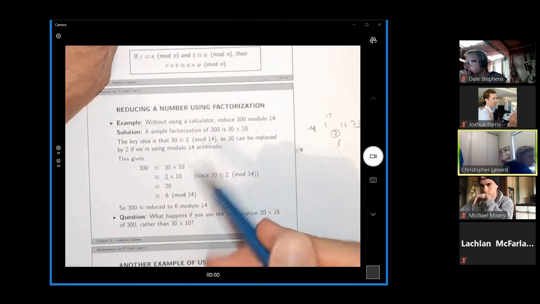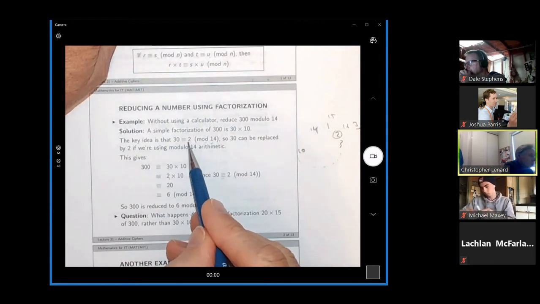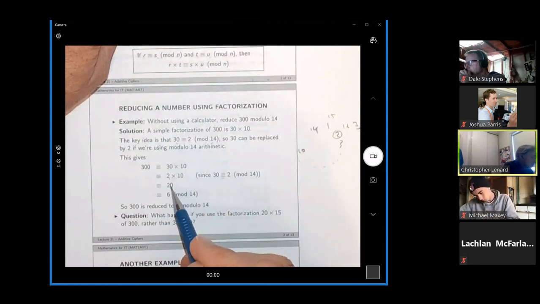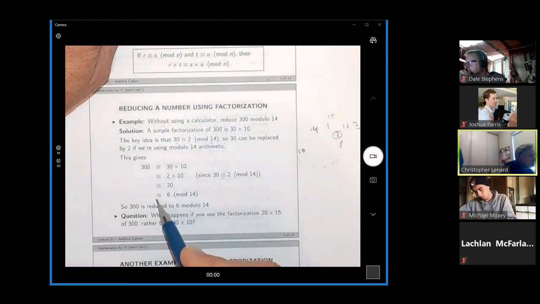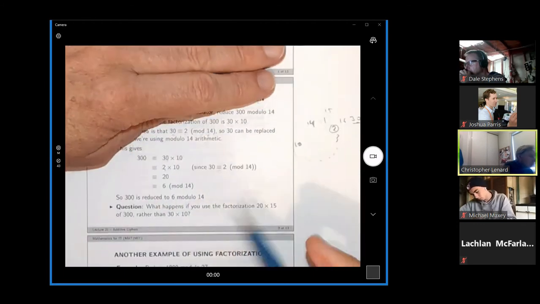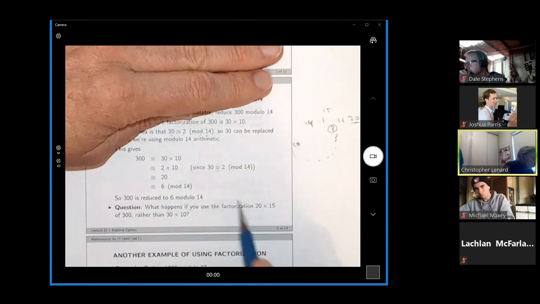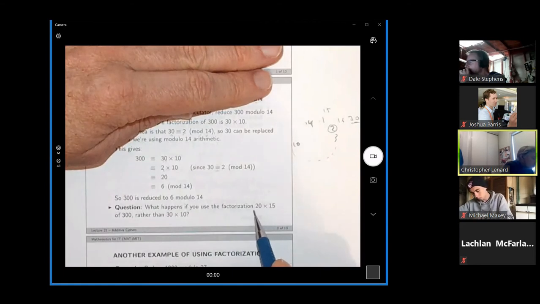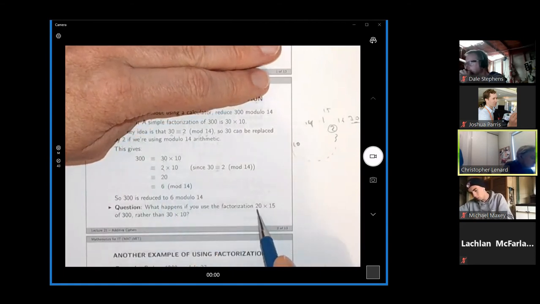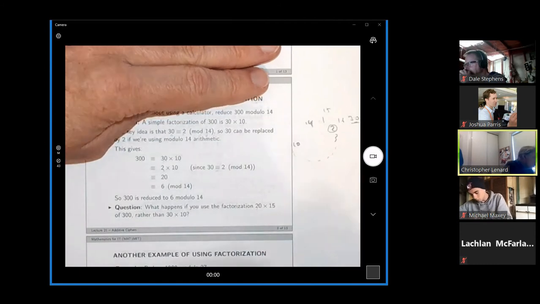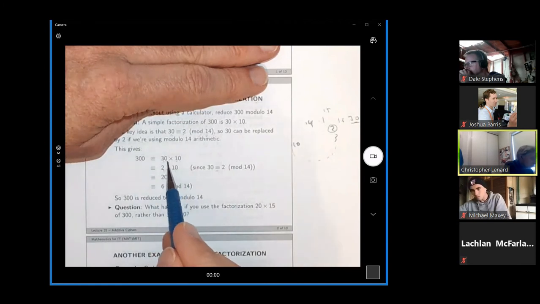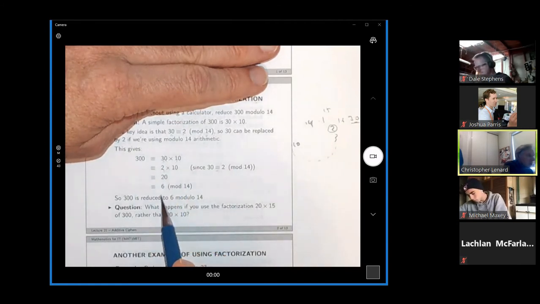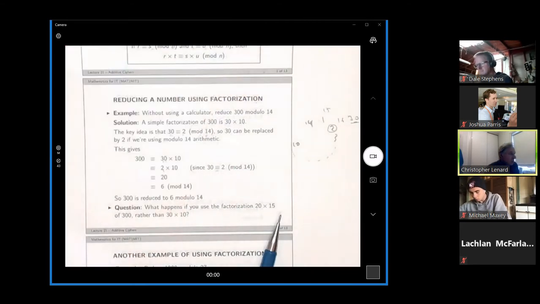Or if you just want to think about it this way, if 2 numbers are congruent, wherever I see 1 in the calculation, I can replace it by the other one in the calculation, as long as I keep these congruent symbols going. Now, I'd like to get you to think about this. What would happen if instead of 30 times 10, we'd done 20 times 15? So what I'd like you to do is start out 300 equals 20 times 15 and follow the same steps and see what happens. So I'll give you a minute on that.